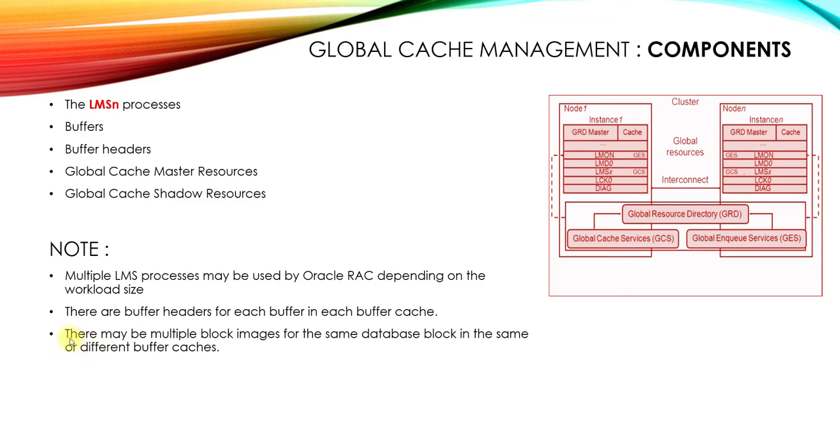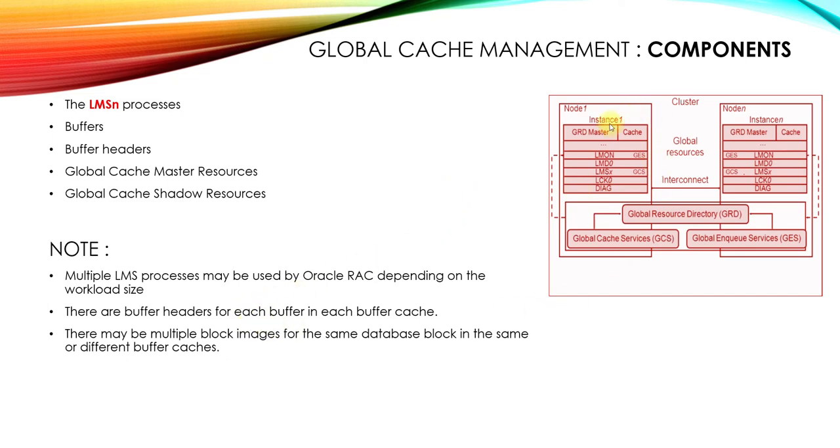There may be multiple block images for the same database block in the same or different buffer caches. Because if a particular user is requesting a block which is being modified on node 1, and another user comes into node 2 and wants to read that same block, what will happen? Oracle will copy the block to node 2, and the user can read and use it. This is done using the interconnect.